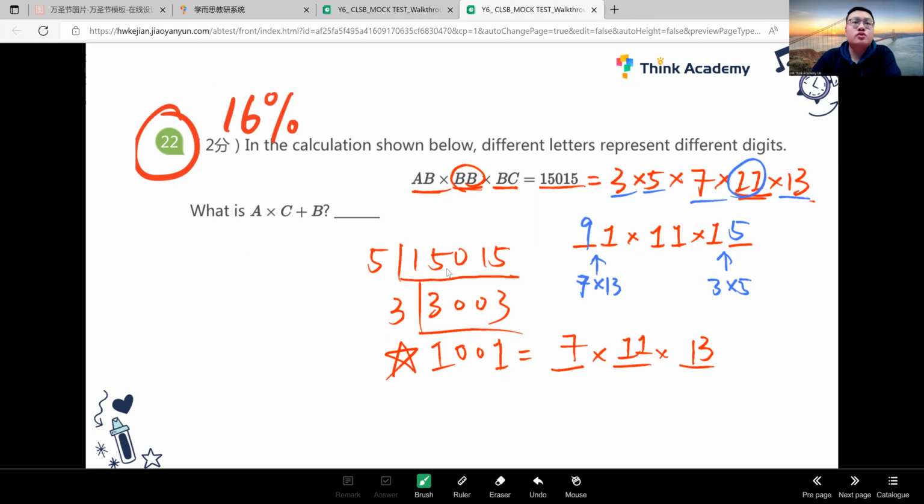Then A equals, let's say A equals 9, C equals 5, B equals 1. So the answer of that will be 5 times 9 and add 1, which is 46. Okay, that will be the first answer you get.